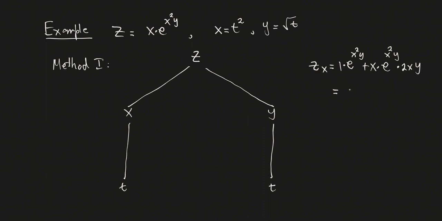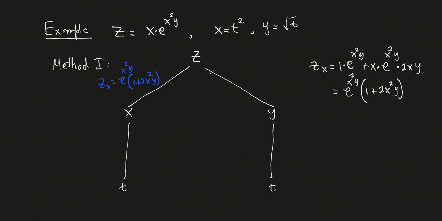It might be a little easier to write if we factor out the e to the x squared y, and that leaves the quantity 1 plus 2x squared y as this term. Okay, so not too bad. So I'm going to go ahead and put that partial on this branch. So that's my z sub x: e to the x squared y, times the quantity 1 plus 2x squared y. All right, so there we go.